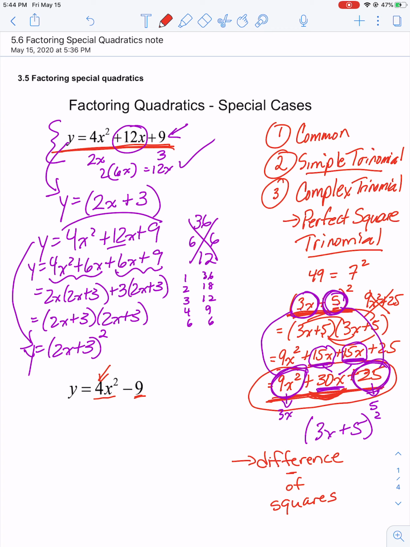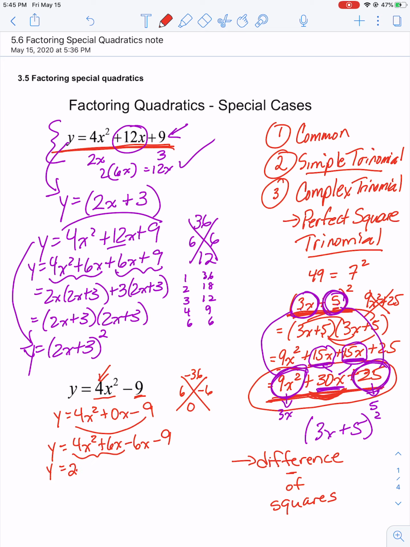Before I do that, though, I'm going to treat this like it's a complex trinomial. So technically, this would be 4x squared plus 0x minus 9. So I'm looking for 2 numbers that multiply together to give me negative 36 and add to give me 0. Well, they can only add to give me 0 if they're the same number. One is positive, one is negative, and to multiply to give me negative 36, I need 6 and negative 6. So that is y equals 4x squared plus 6x minus 6x minus 9.